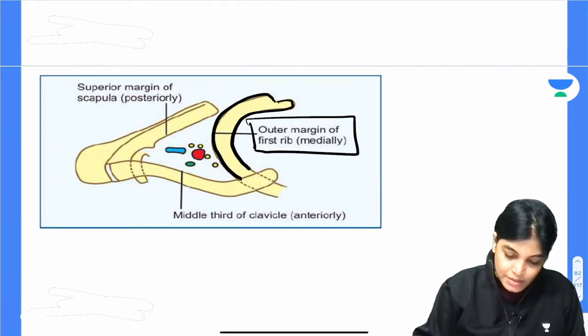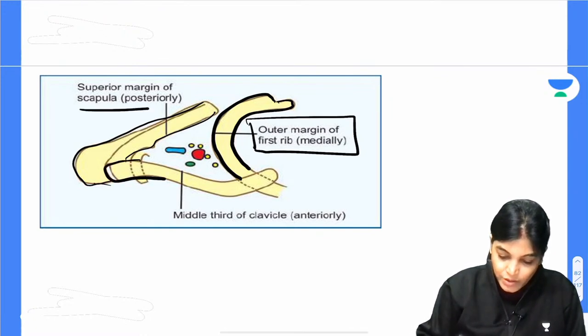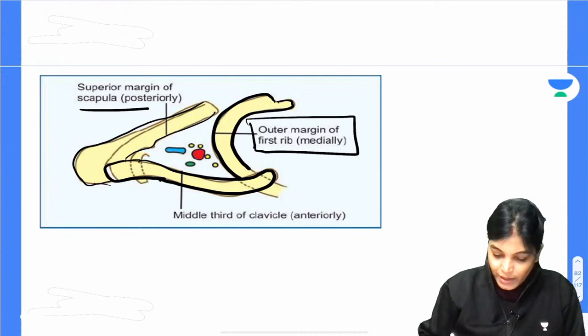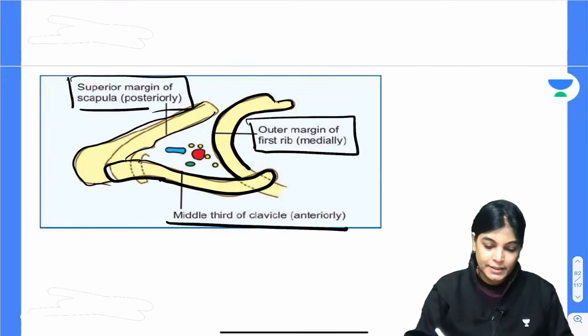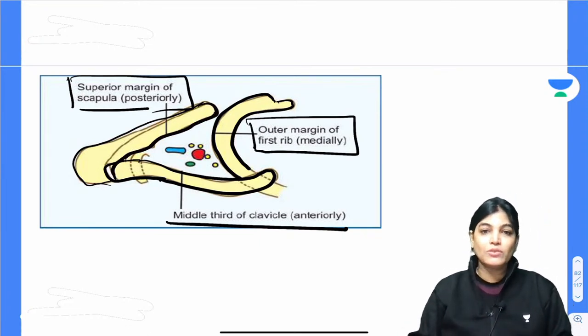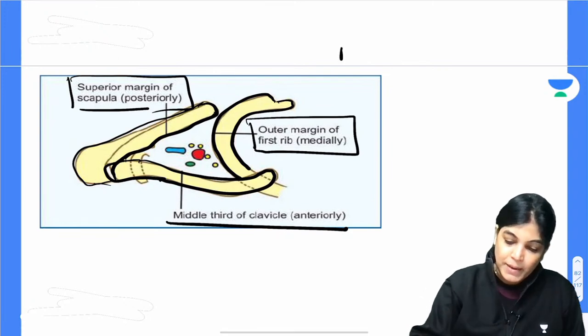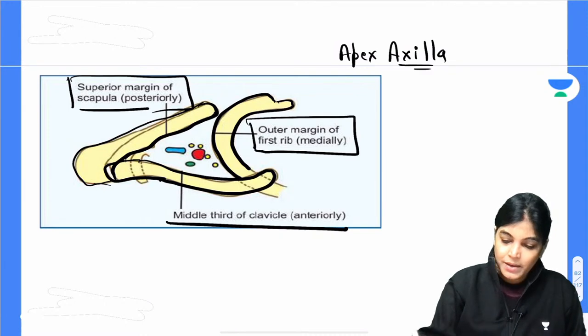Now, this is posteriorly bounded by the superior aspect of the scapula, and anteriorly, it is bounded by the clavicle. So, in this diagram, you can clearly appreciate the boundaries of this triangular space, which is called the apex of axilla. So yes, my dear aspirants, we are done with the apex of the axilla.